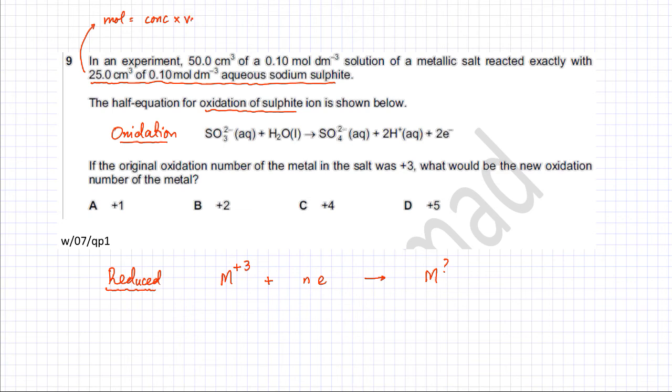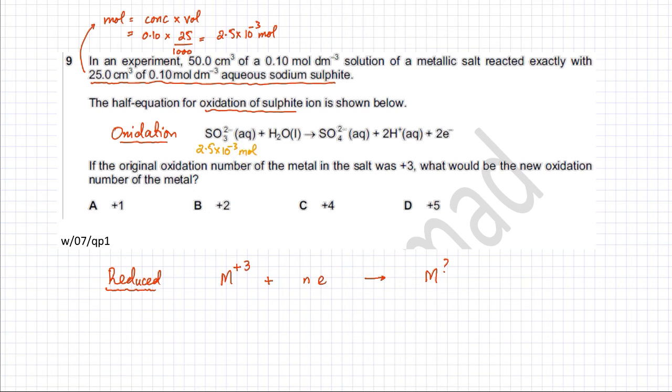If I use that formula, the concentration that's given is 0.1 mole per dm cube, and the volume that's given is 25 cm cube. That should be in dm cube, so I'm going to divide that by 1000. And the answer that I'm going to get is 2.5 into 10 raised to the power minus 3 moles. So this is the moles of sulfide that are given to me, and I'm going to put that in the equation.